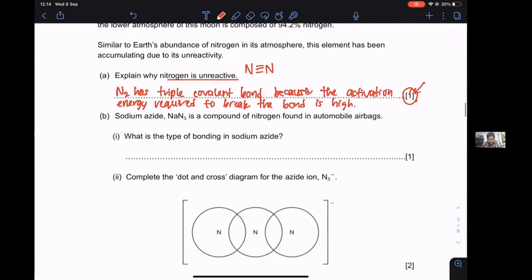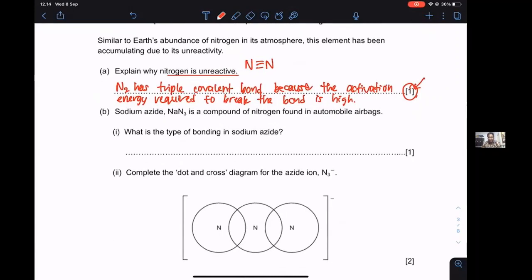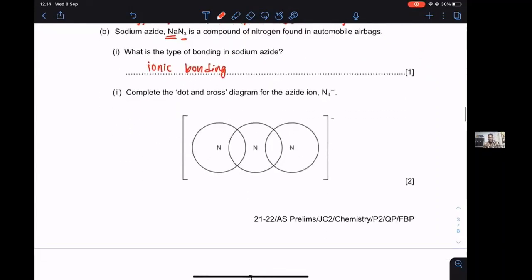What type of bonding is happening in sodium azide? Very easy question. Sodium is a metal, nitrogen is a non-metal. There shouldn't be any different answer. What type of bonding? Ionic bonding. Ionic bonding is the bonding between metal and non-metal. Now we need to complete the dot and cross diagram for the azide ion. Do remember the extra 1 electron coming over here.